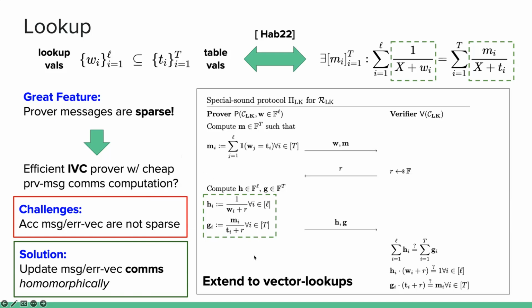And finally, I want to mention that this trick can be extended to vector lookups as well, where each element of the table can be a vector. And this is super helpful for some bit arithmetic circuits like 32-bit XOR or some other bit operations. And it is heavily used, I think, in the ZK-EVM applications.